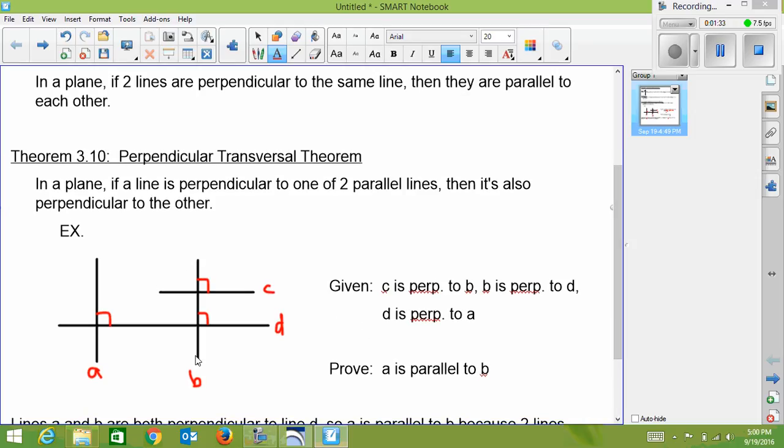So right here, these two. If I had C, it's parallel to D, then D is also parallel. C and D would be parallel.